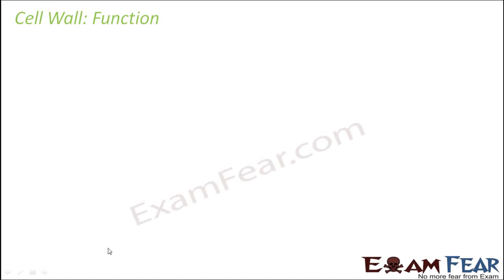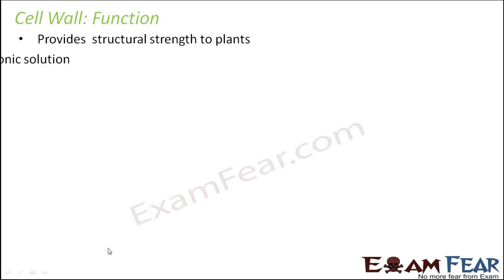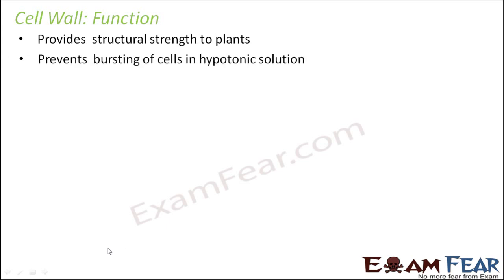Okay, now let us look at the function of cell wall. We saw the structure of cell wall, the different layers in the cell wall. And now let us see what the functions are. What is the significance of cell wall? They provide structural strength to plants. As I said, since they are very rigid, tough and hard due to the presence of cellulose, they provide a lot of mechanical and structural support to plants. They also prevent bursting of cells in hypotonic solution.